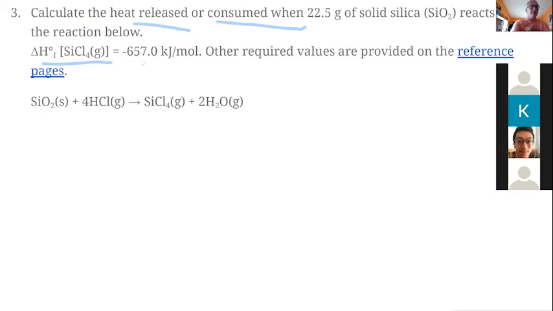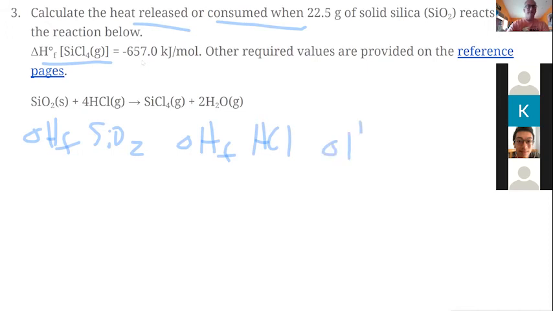So we would take the heat of formation of silicon dioxide and the heat of formation of HCl and the heat of formation of silicon tetrachloride and the heat of formation of water. Now, the heat of formation is the amount of heat released or consumed when you form a molecule, not when you blow it up. So which two of these molecules are being formed? In this reaction, we have two molecules being formed. Which two are they? The products, right.